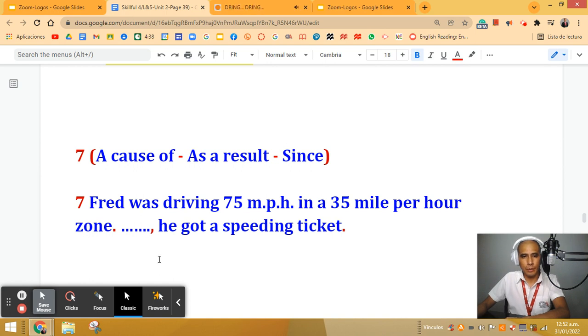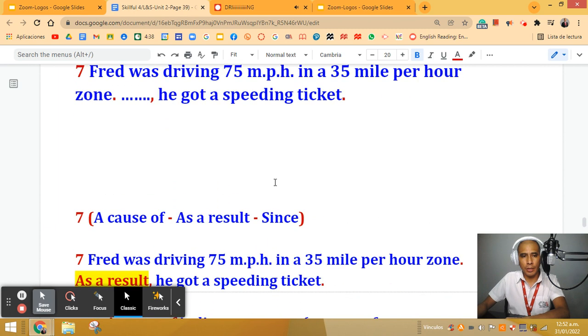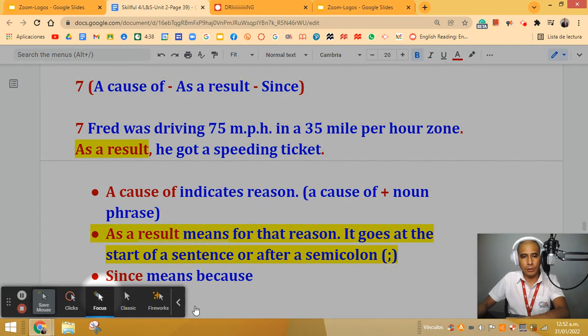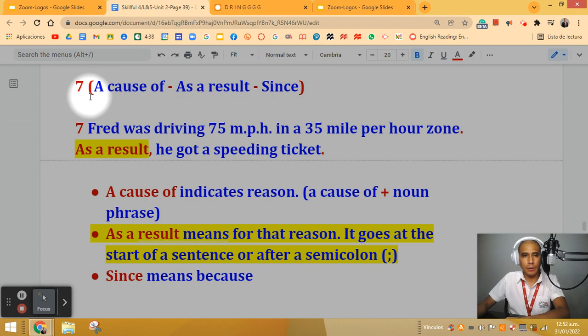All right, time is up. Now we're going to analyze number 7. Let's see what we have here. Well, in this case, the first option is a cause of, the second is as a result, and the last one is since. Let's read the sentence. Fred was driving 75 miles per hour in a 35 mile per hour zone. As a result, he got a speeding ticket.